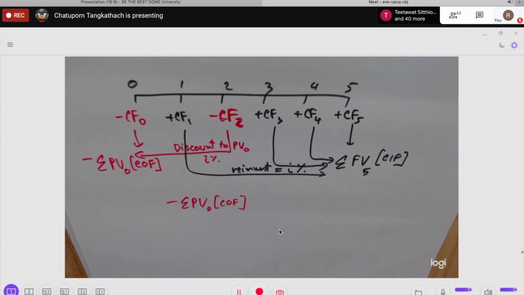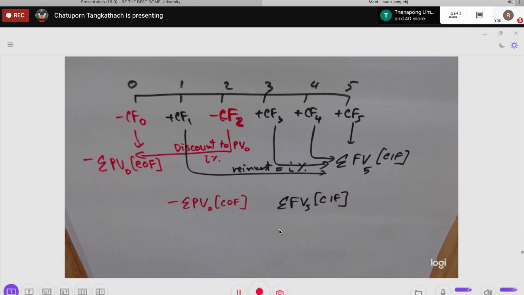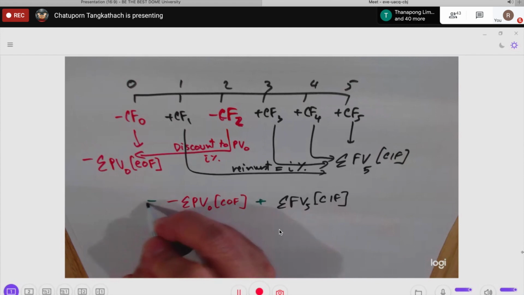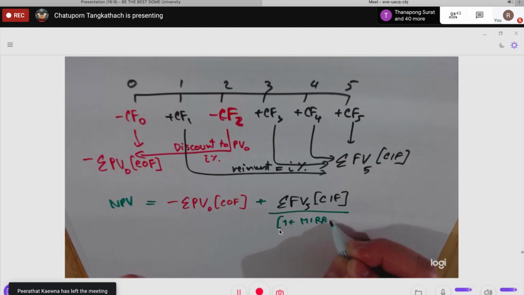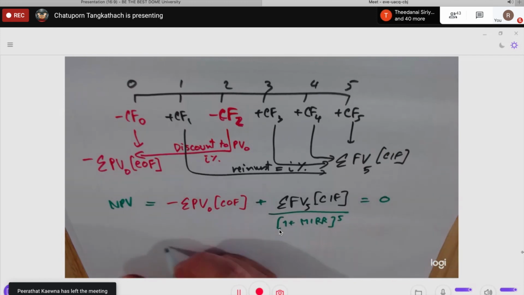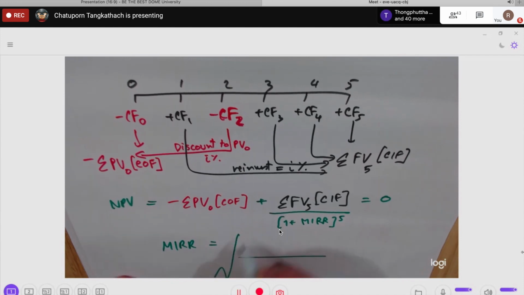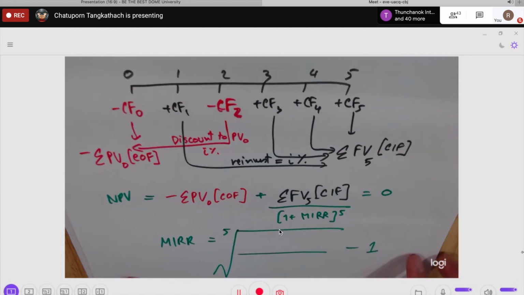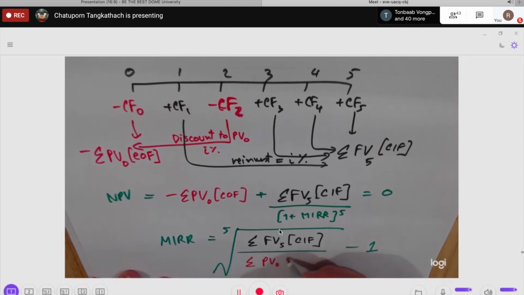So let me put it this way first. Calculate MIRR. Your MIRR equals these two divided by each other, and then take the root. Divided by outflows, right?